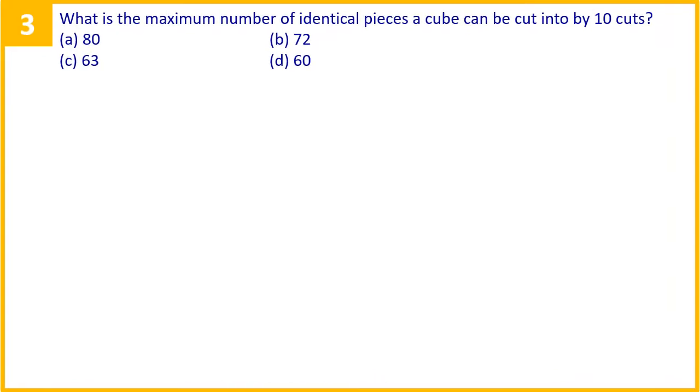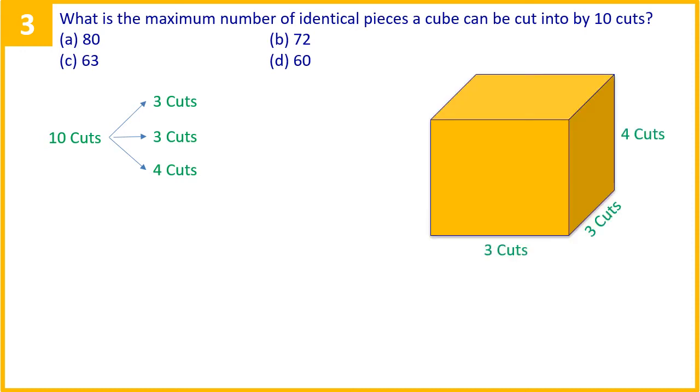Question 3. What is the maximum number of identical pieces a cube can be cut into by 10 cuts? Now here in this case, we cannot divide 10 cuts equally among 3 directions, as 10 is not divisible by 3, to get the maximum number of pieces. But can we split the number 10 into 3 parts which are as close as possible? Yes, that we can do. So we split the 10 cuts like this. Let us say 3 cuts in the X direction, 3 cuts in the Y direction, and the remaining 4 cuts we do in the Z direction. By this procedure, we can obtain the maximum number of identical pieces.